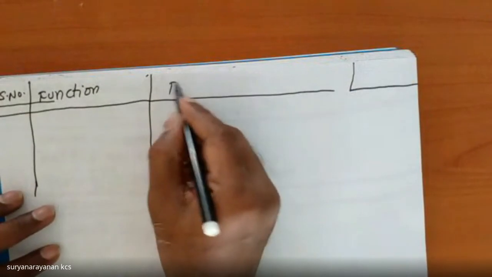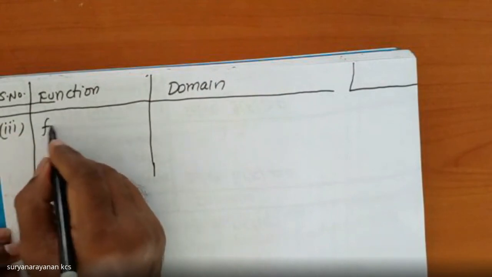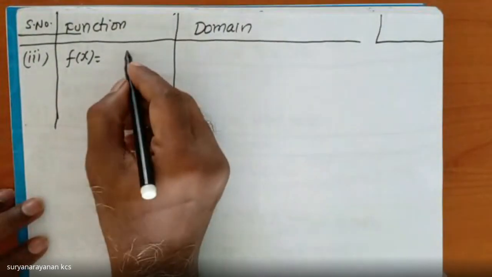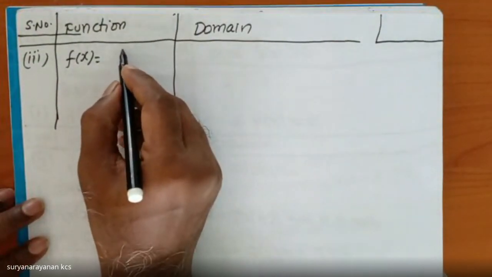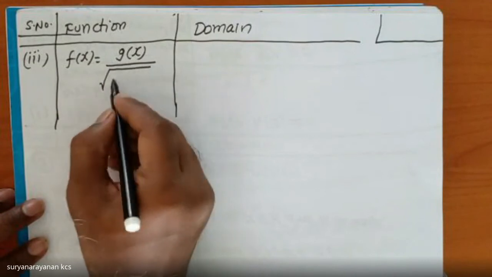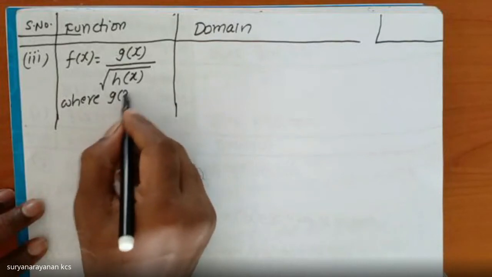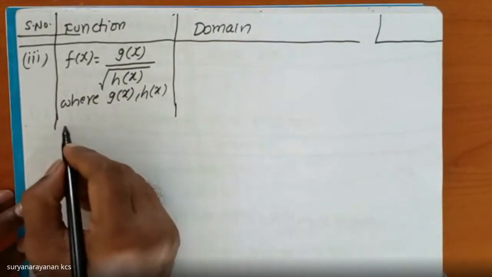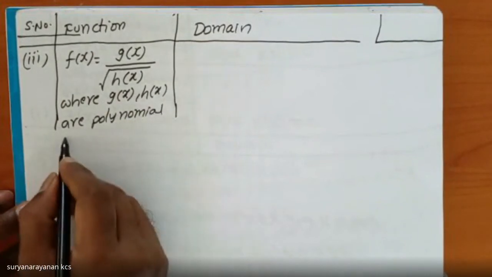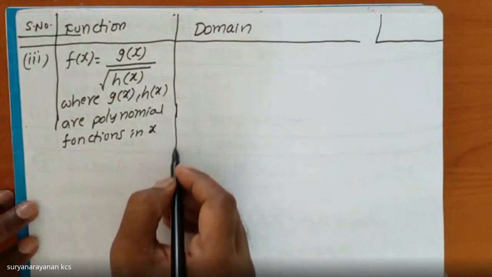and domain. Suppose f of x is defined like this. f of x is equal to g of x by square root of h of x, where g of x and h of x are polynomial functions. They are polynomial functions in x.